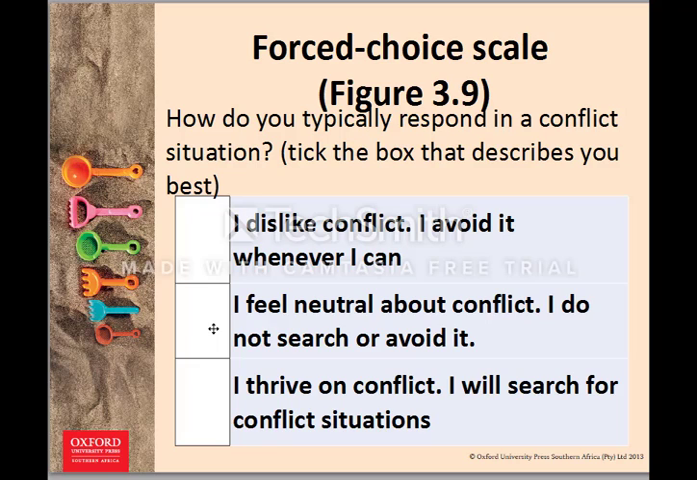So, yeah, but this is one way of using a forced choice scale. If you had to choose between these options, which one would you choose?